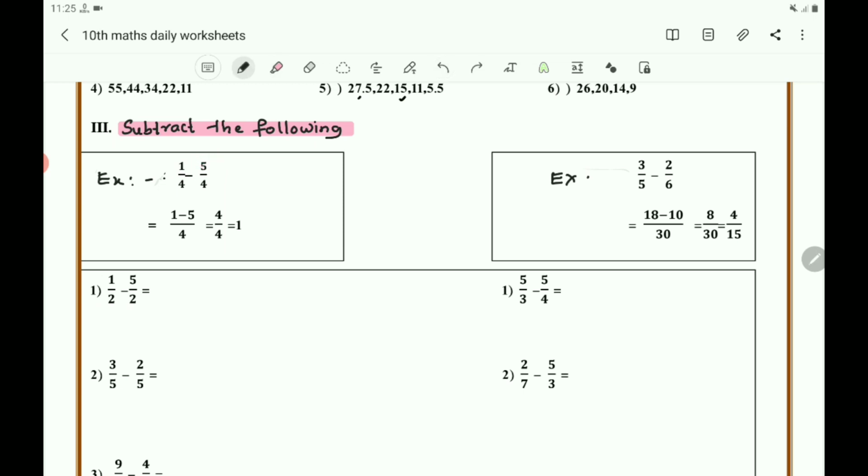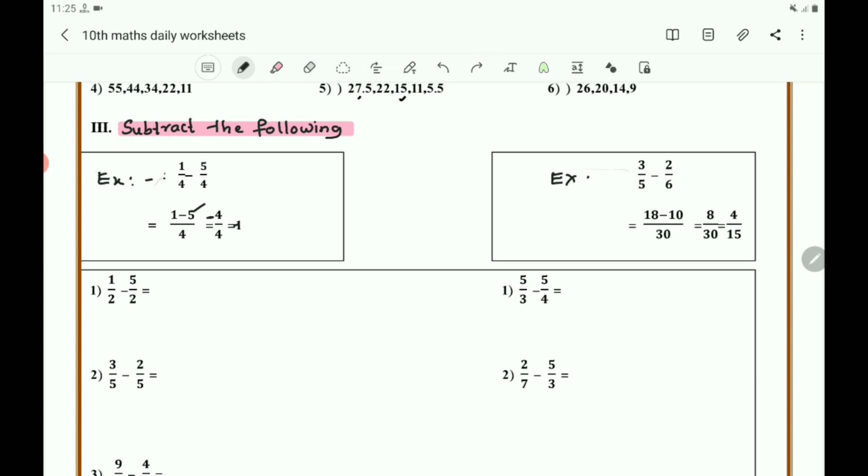You will get 1 minus 5 is minus 4, that is equal to minus 1. Here it is 1 minus 5, and 5 is greater and it is having a negative sign. So 5 minus 1 you must do, and the sign of the greater number is negative. So the answer is minus 4 by 4, that is minus 1.